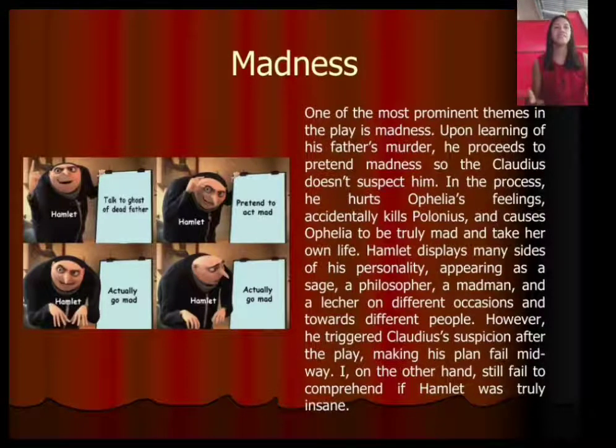Finally, madness. It is one of the most prominent themes in the play. Upon learning of his father's murder, he proceeds to pretend madness so that Claudius doesn't suspect him. In the process, Hamlet hurts Ophelia's feelings, accidentally kills Polonius, and causes Ophelia to be truly mad and take her own life. Hamlet displays many sides of his personality, appearing as a sage sometimes, a philosopher, a madman, and a lecher on different occasions and towards different people.